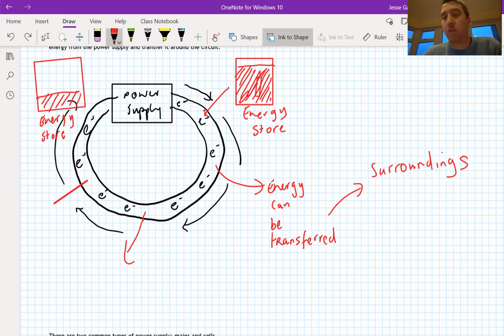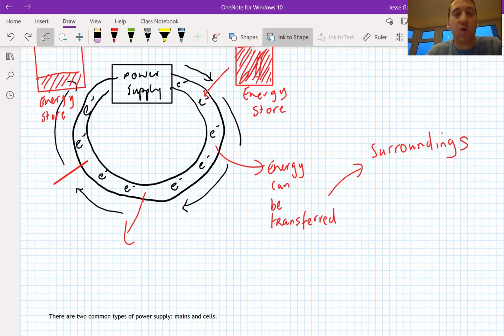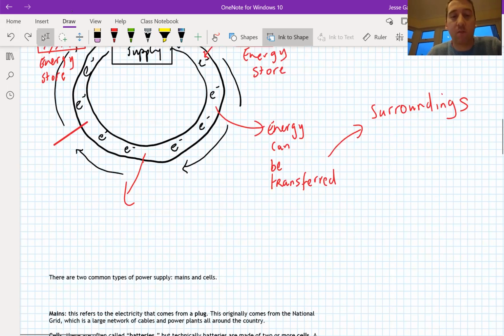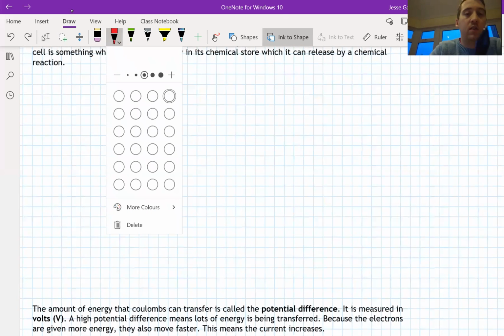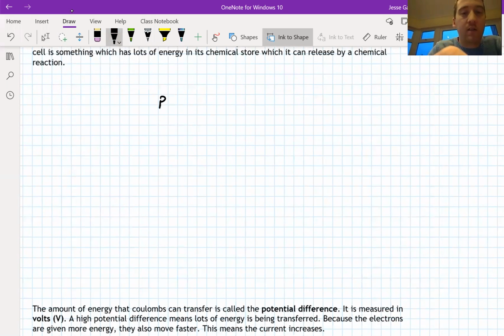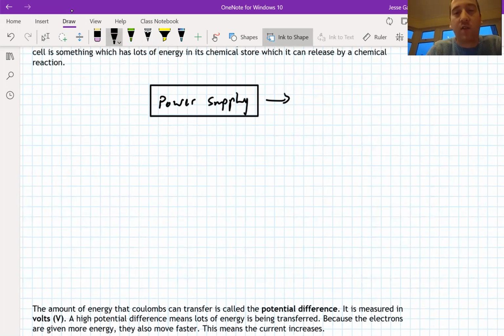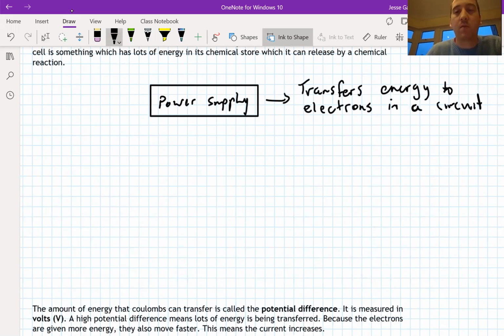Now, let's talk about the types of power supply. The power supply is what gives the energy to the electrons to help them move. There are two main types of power supply that we are going to look at. First of all, what is a power supply? A power supply is what transfers energy to electrons in a circuit. That is what a power supply is.